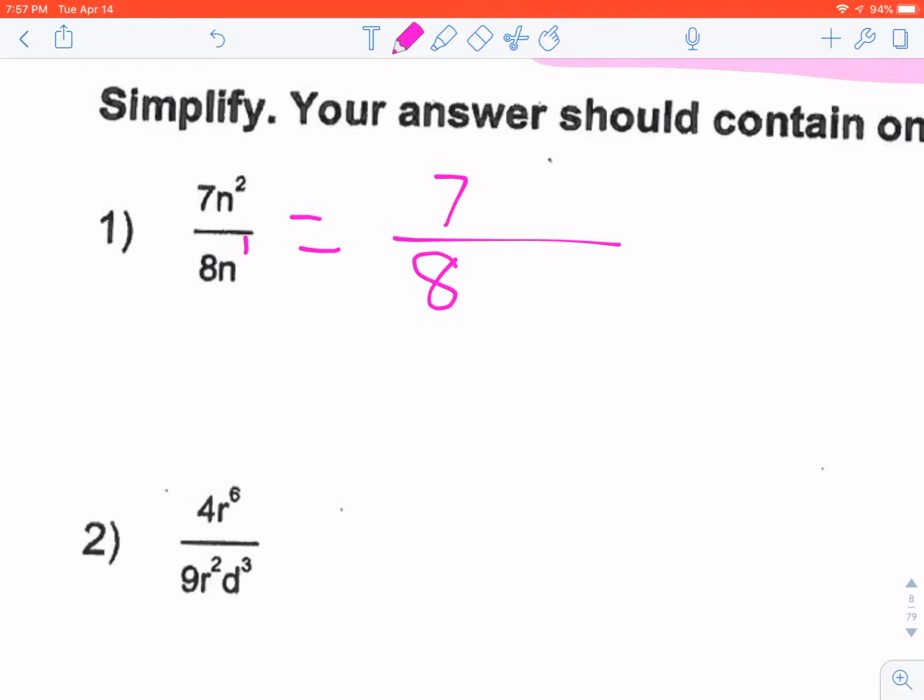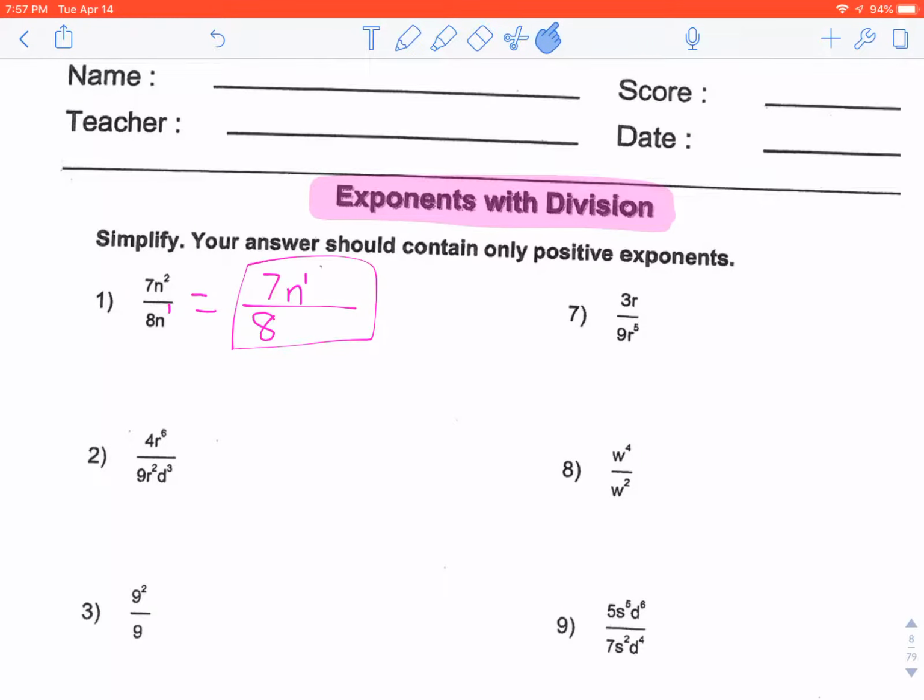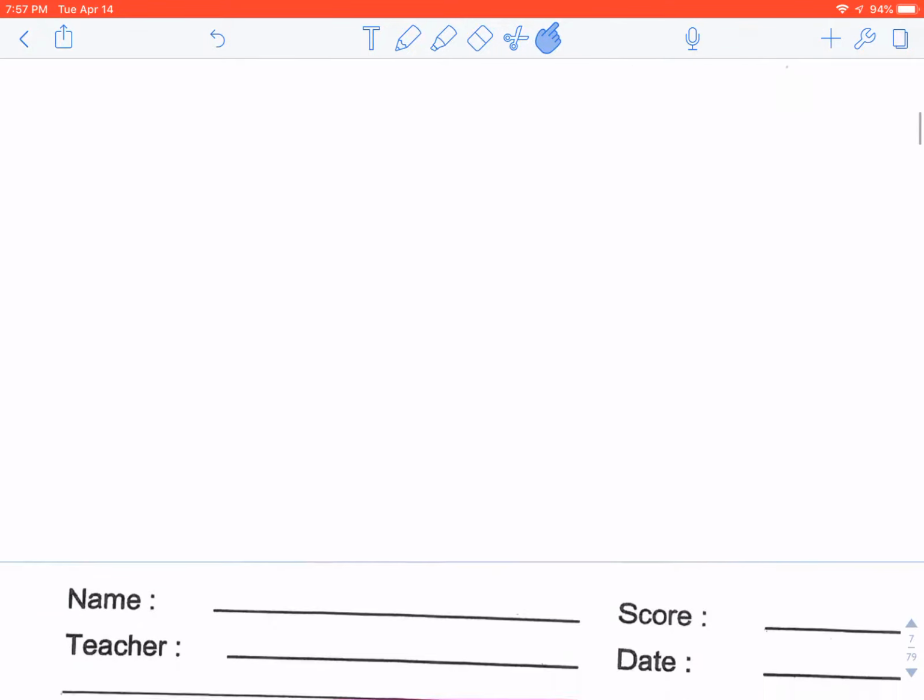And then your n. You have n squared over n to the first, so you're going to keep it on top because the bigger exponent's on top. 2 minus 1 is 1. So 7n over 8. You do not have to leave the 1 there for the exponent, but you can. Okay, number 2.